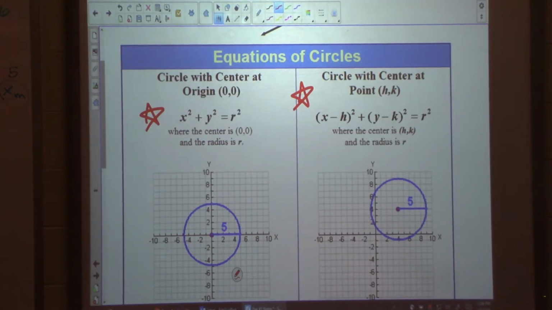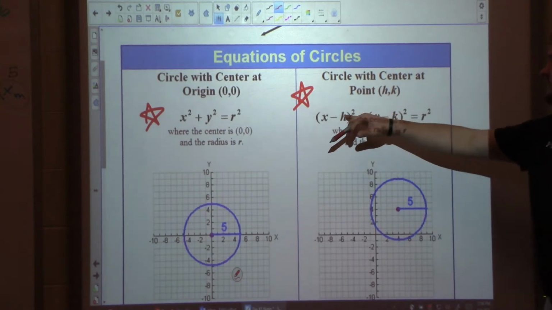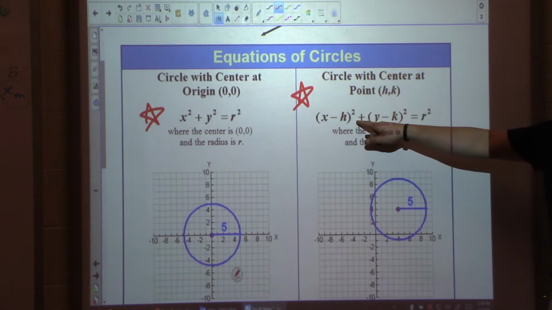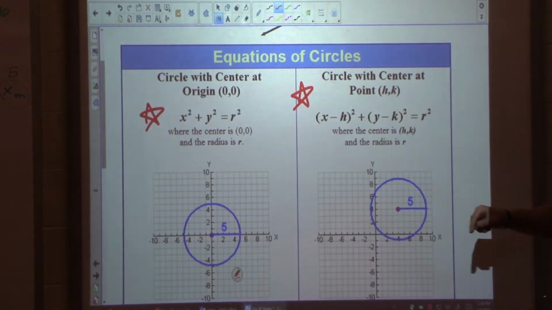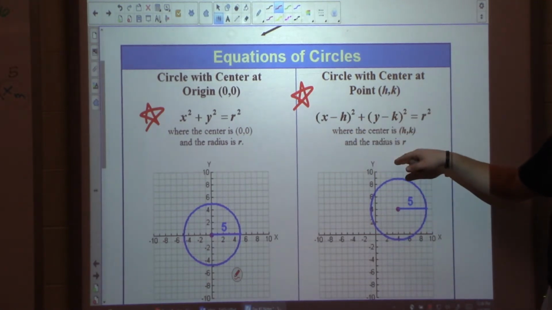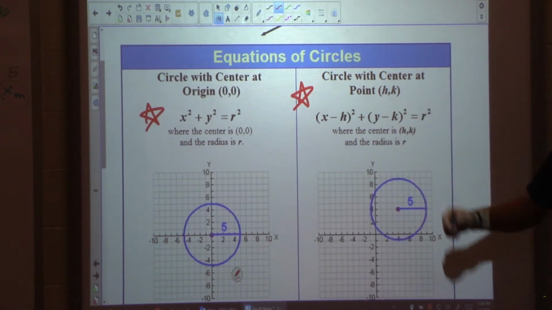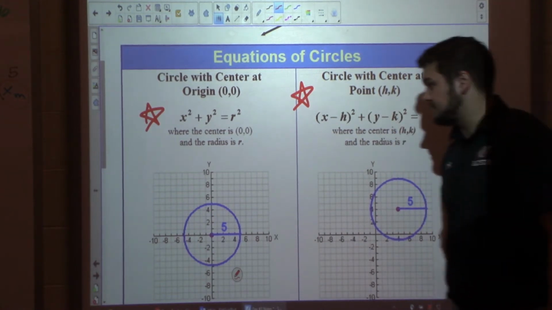Alright, so anytime we have a circle, we're talking about h, k. That is our center. Now, notice it's x minus h squared plus y minus k squared equals r squared. So when we're pulling h and k out, once again, it's going to be the opposite of what number's actually in there.